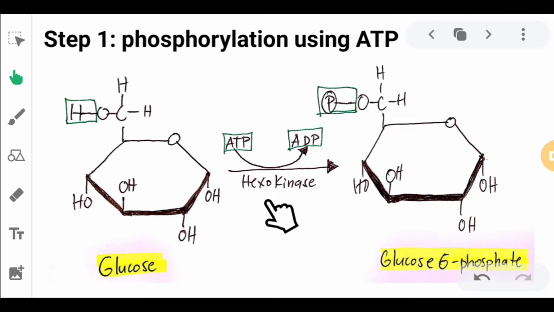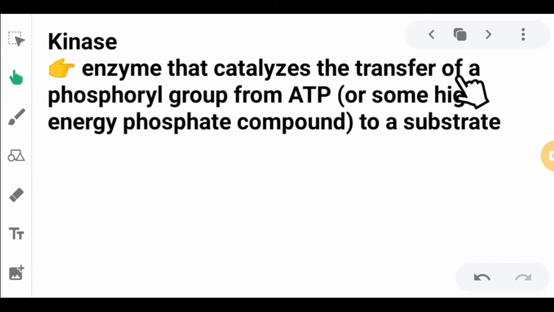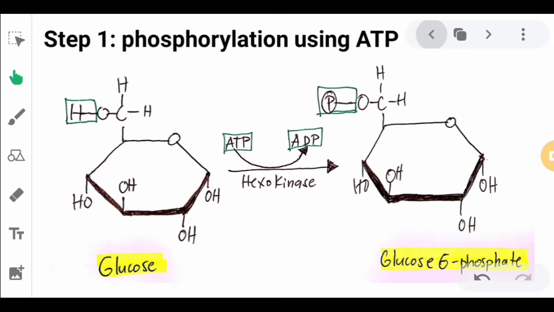With the help of the enzyme hexokinase here and the utilization of ATP, we will get a phosphate attached. I highlighted here the hydrogen; this is where the phosphate will attach itself. Hexokinase is the enzyme that catalyzes the transfer of a phosphoryl group from ATP to a substrate. This is your substrate here, the reactant, and a phosphate from ATP will be attached here, since it is the function of hexokinase.